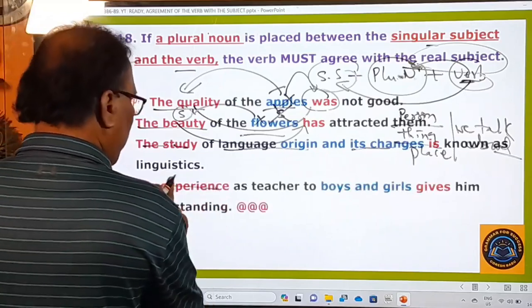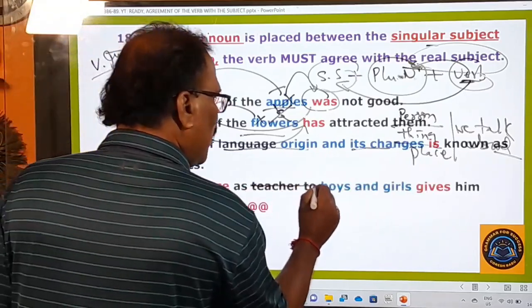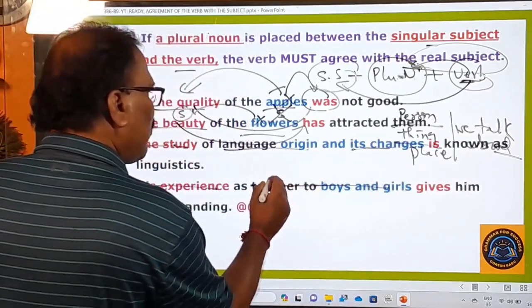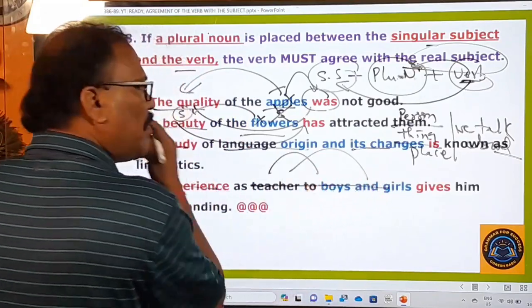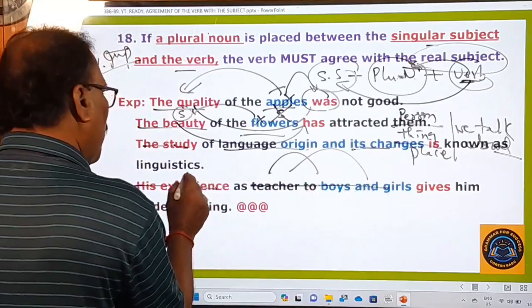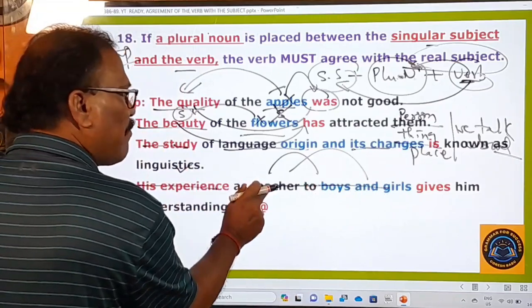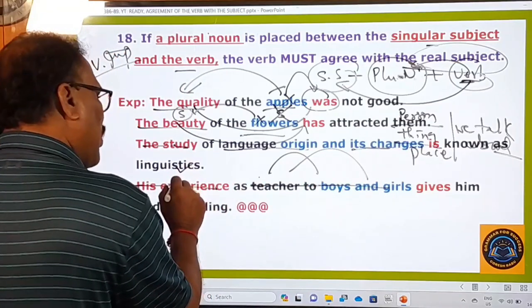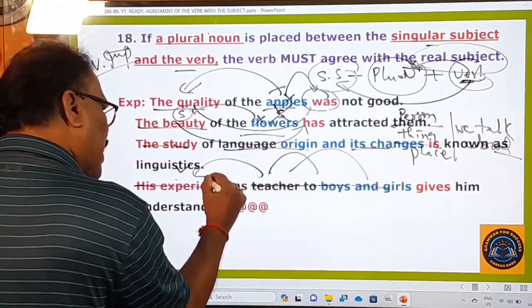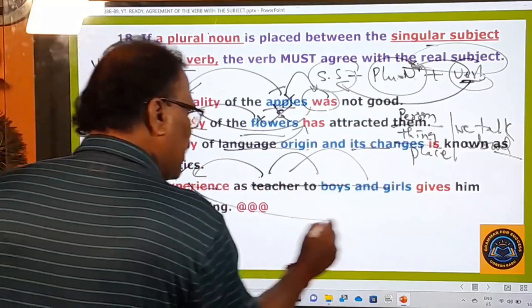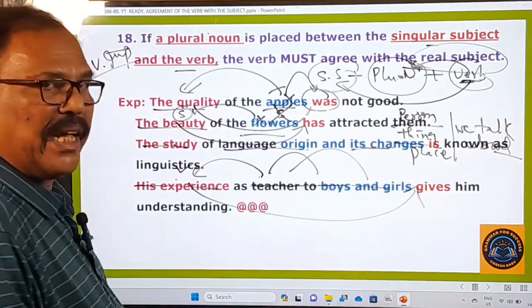His experience as teachers to boys and girls. So he worked as a teacher to boys and girls. Here what are we talking about in this sentence? We are talking about the experience of this teacher, not about the teachers to boys and girls. We are talking about his experience. And what is this experience? Experience is a singular word, and therefore it takes a singular verb.